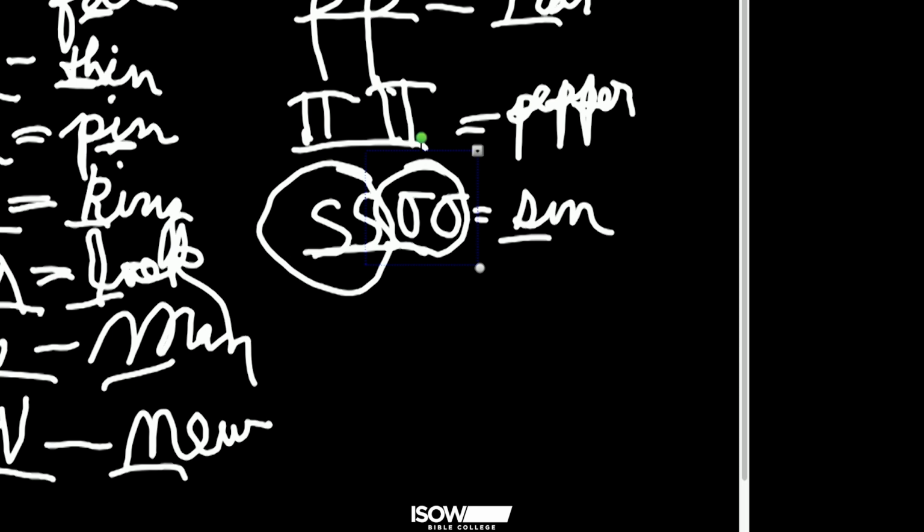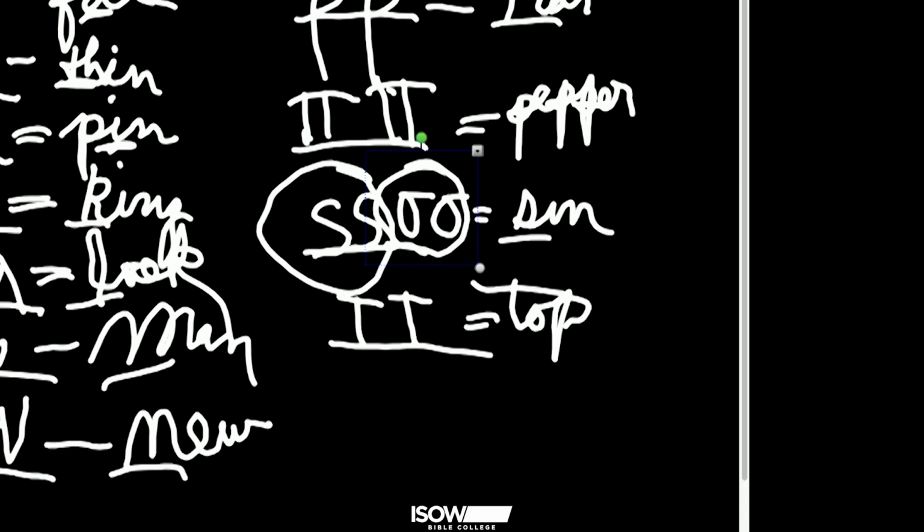Pi rho sigma tau. Tau is the next letter. It's formed exactly like the English T. And it is pronounced like the T in top.